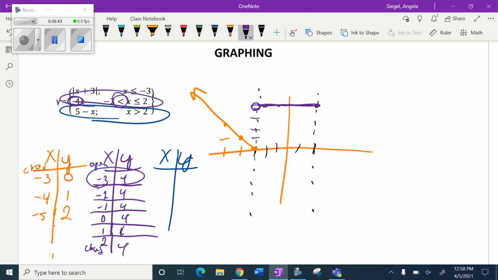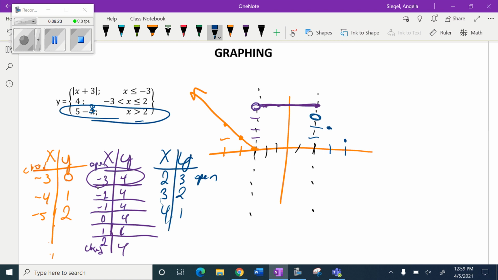Okay, now let's do this last one. So we're done with that one. Let's do the last graph. It begins at 2, but notice that there's going to be an open dot there, and it's greater than. So 3, 4. That should probably be good. When I plug in 2 here, 5 minus 2 is 3. When I plug in 3 here, 5 minus 3 is 2, and then 1. So let's graph this. 2, 3 is going to be an open dot. Then 3, 2, and 4, 1.